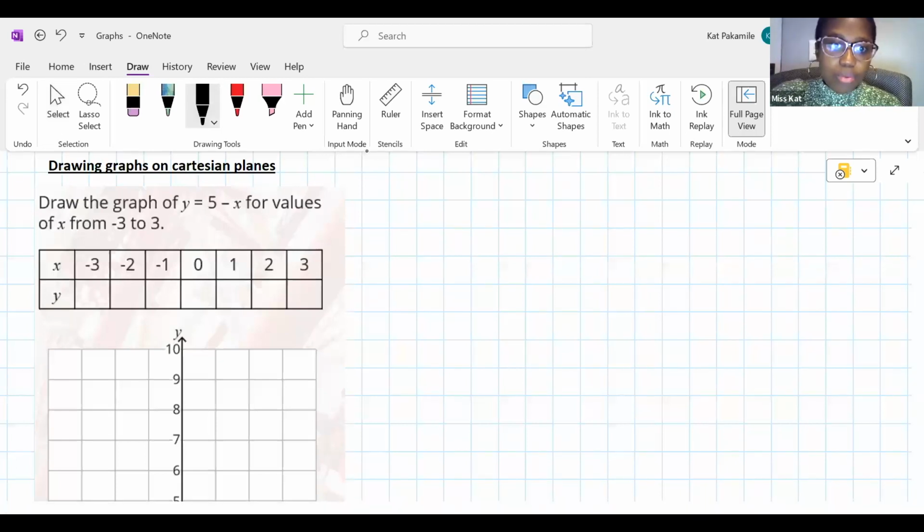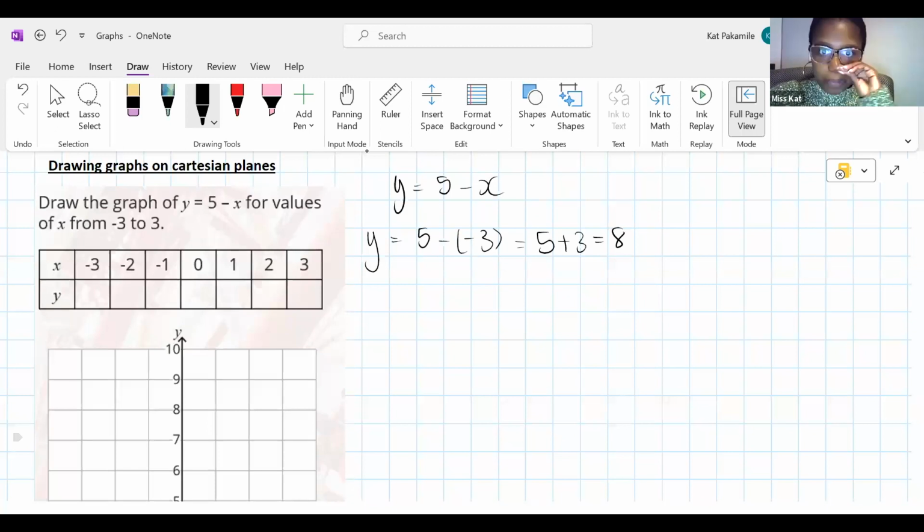So now we have the formula y is equal to 5 minus x. Now I'm going to tell you guys what the output is for the first one. It's going to be 5 minus -3, which gives me 5 plus 3, which is 8. Done the first one. I need people to do the others with me.